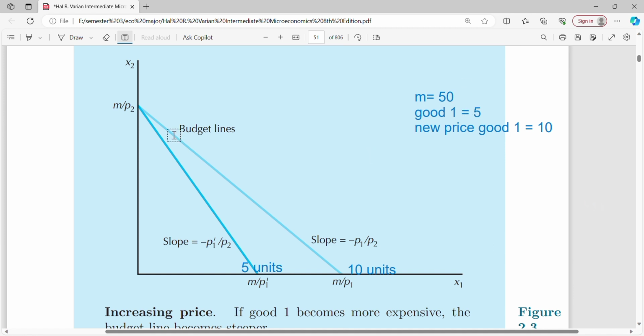And the same applies with the change of prices in good 2 also. So as the consumer moves from 10 units to 5 units, the budget line becomes steeper. And the opposite happens, the budget line becomes flatter. Okay.